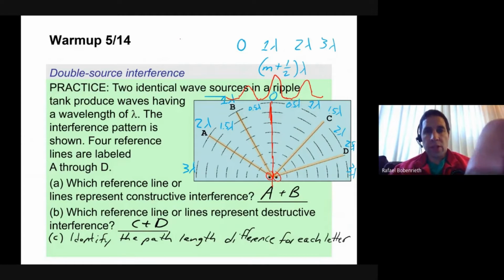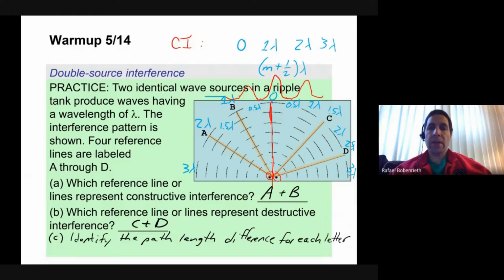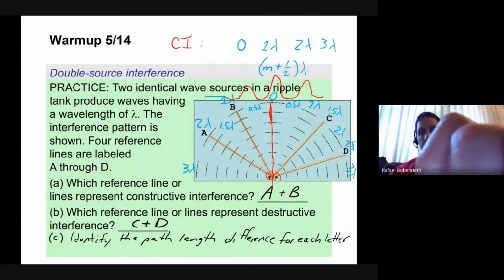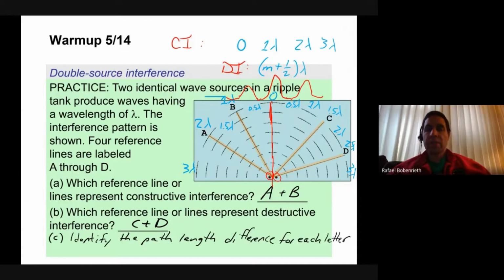Remember, constructive interference, which I'll label CI, occurs, by the criteria we learned last time, when the path difference is zero or a whole number of wavelengths: 1 lambda, 2 lambda, 3 lambda. Destructive interference, in contrast, occurs where the difference between the paths that the waves from the two sources have traveled is a half-integer number of wavelengths, n plus 1/2 times lambda. So destructive interference is those half-wavelength multiples.